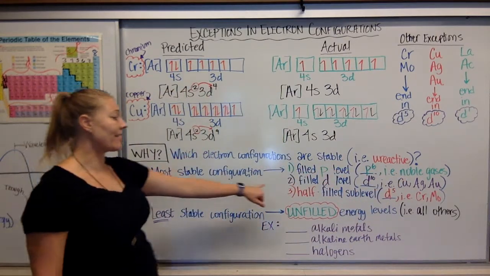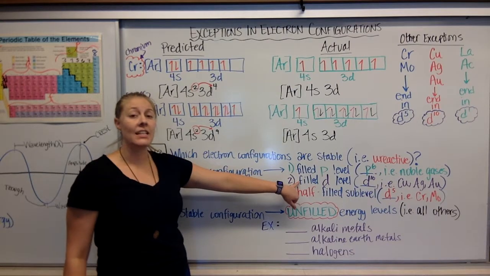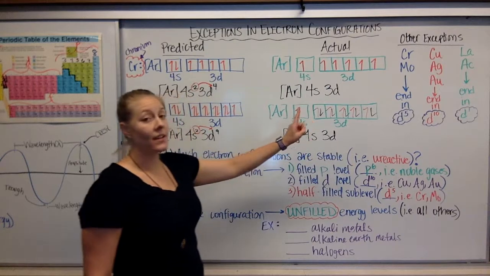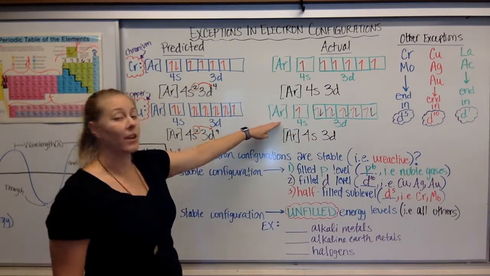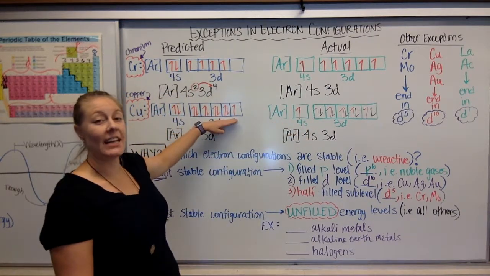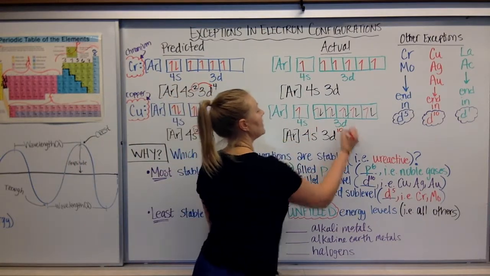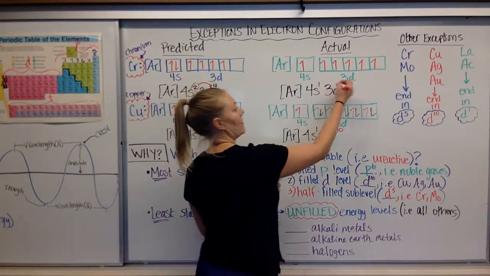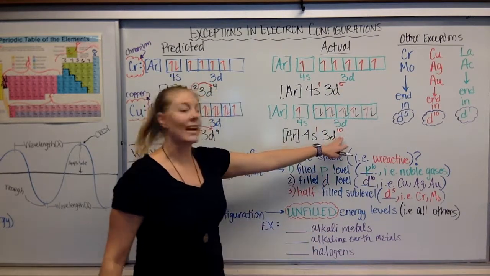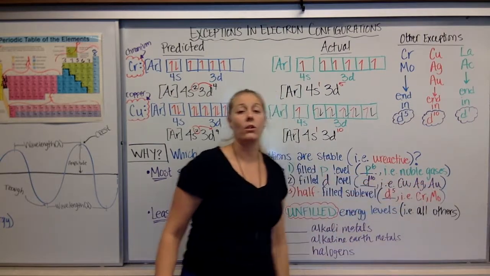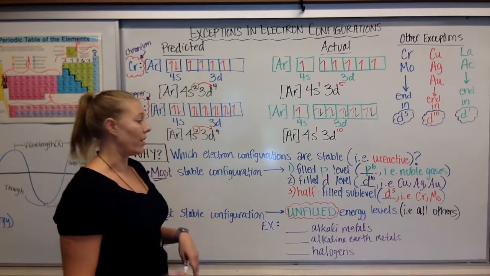What we see as next stable is a completely filled d level, which would be ending in d10. Well, that's what happens up here with copper: instead of the predicted d9 ending, it actually has a d10 ending. That is copper, silver, and gold. That's the second most stable configuration.